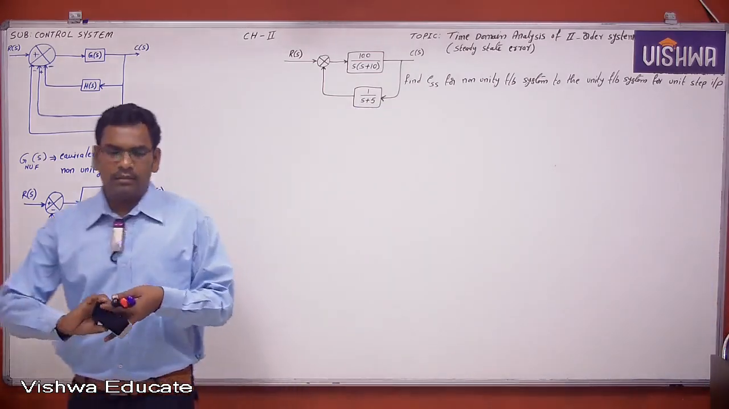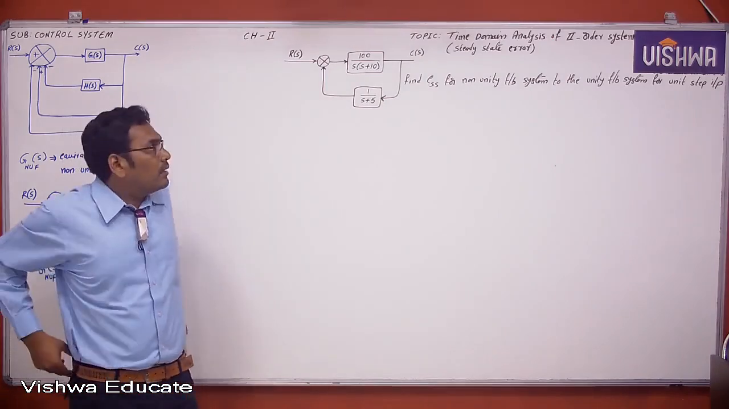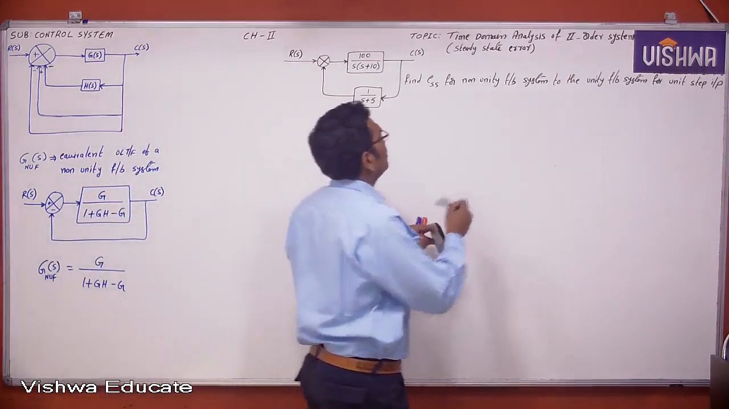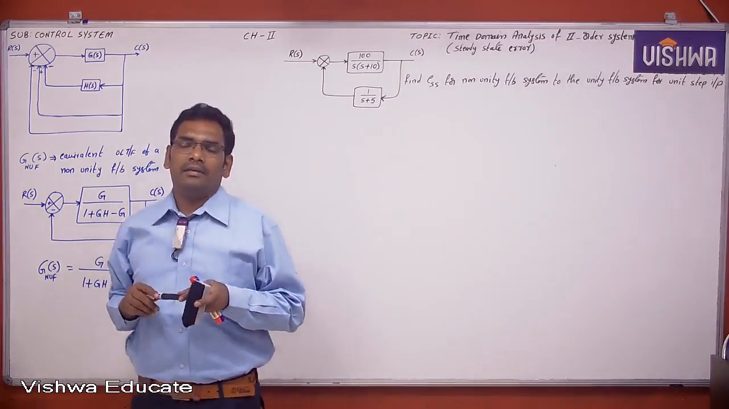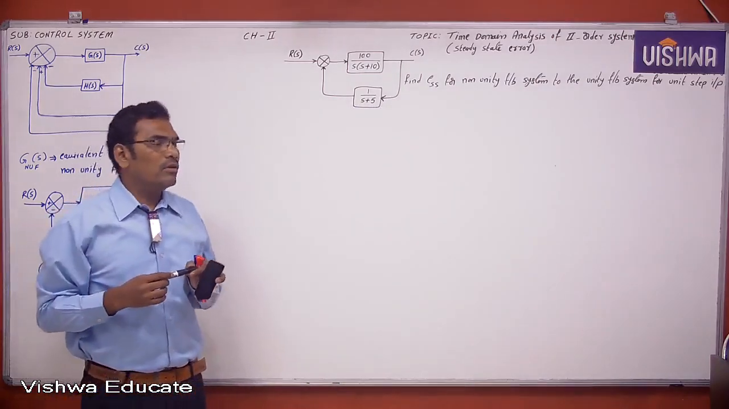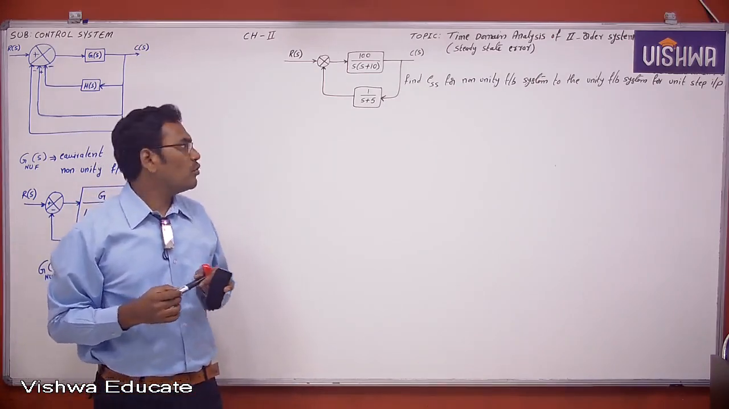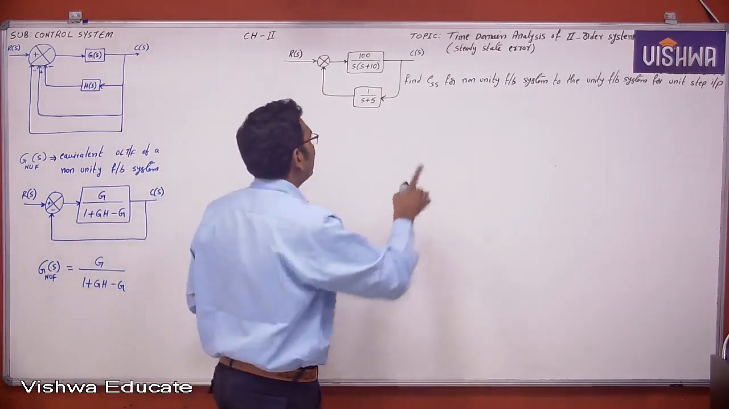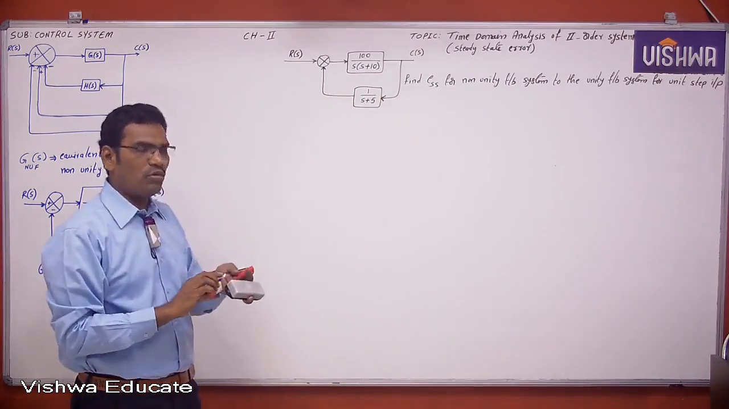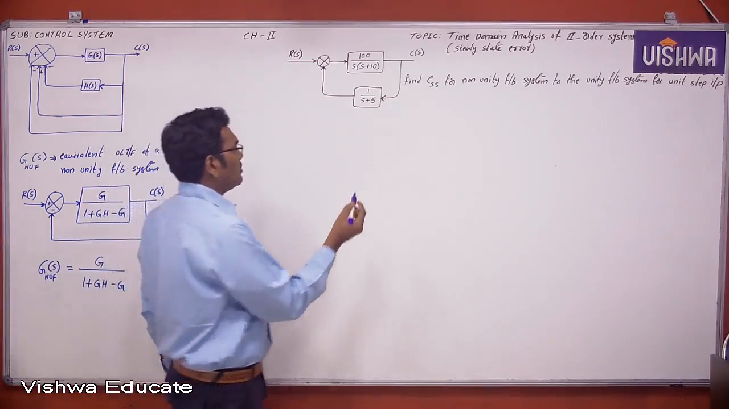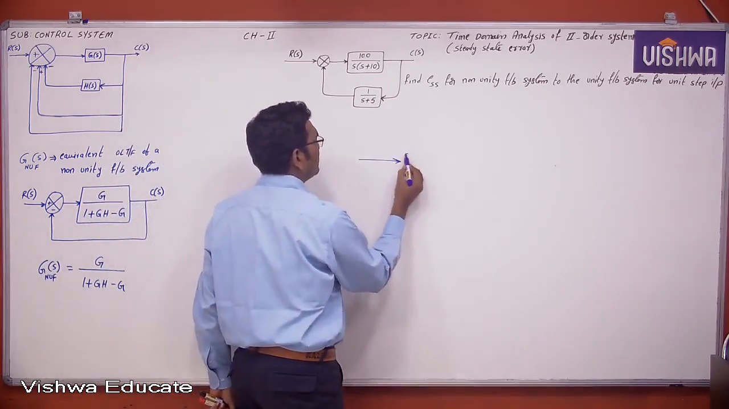Okay. So now see here in the time domain analysis of a second order system. Actually, we are at the topic of error calculations. Now, so far what we are doing? So far you find the steady state error only for this kind of systems.